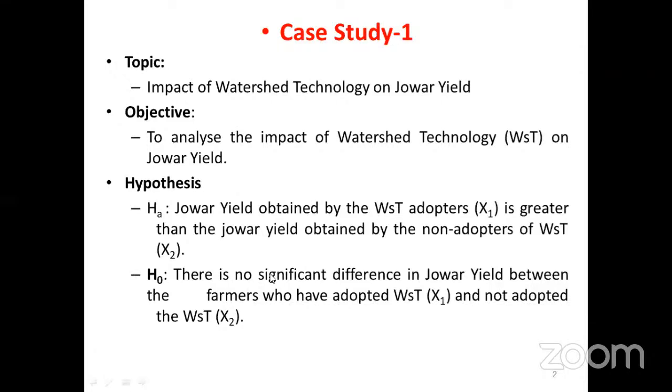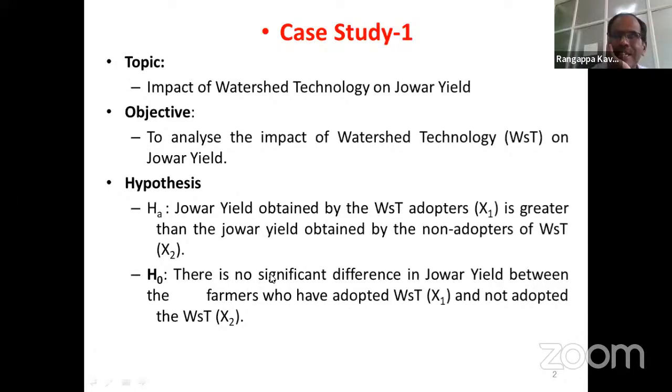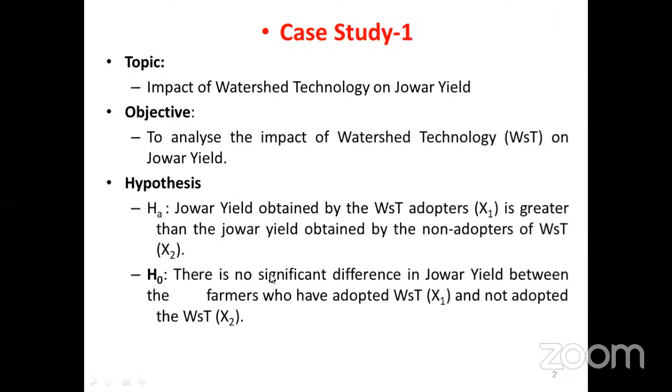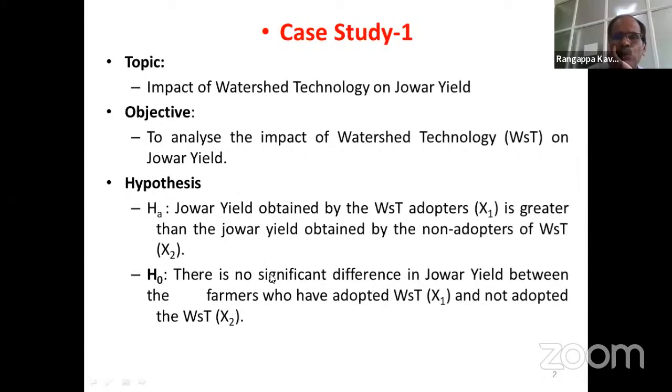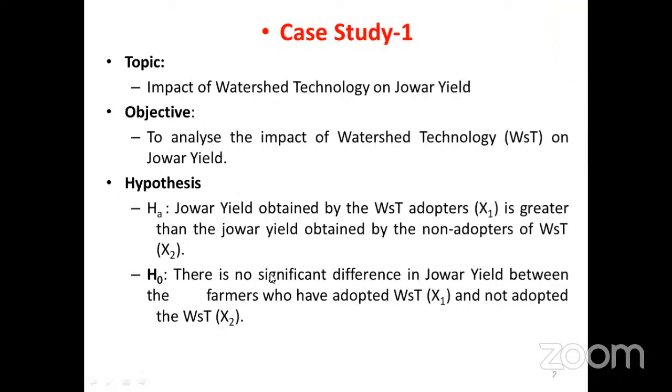A one-tailed t-test. Exactly, it is a t-test. Obviously, we have to go for a one-tail test. I agree. And more than that, within the t-test there are different t-tests, for example, t-test for independent samples and t-test for dependent samples. Which is relevant here? Jowar yield obtained by non-adopters and adopters. They are independent, sir.